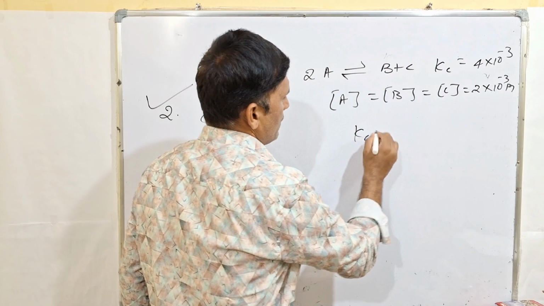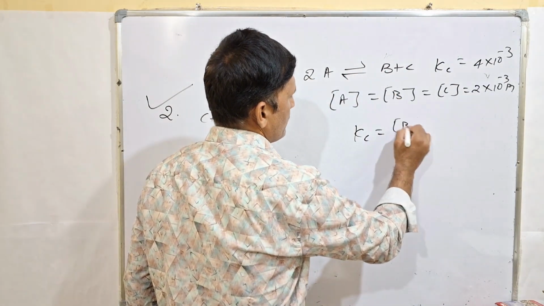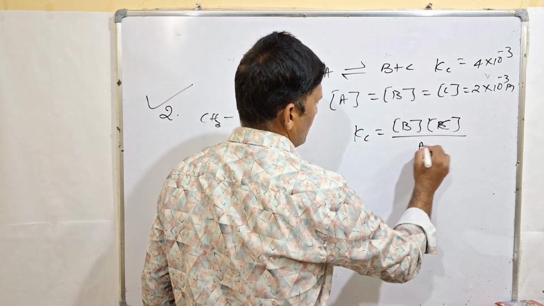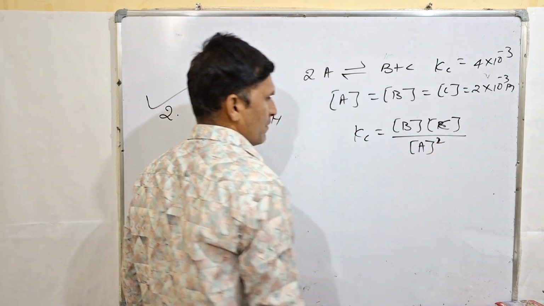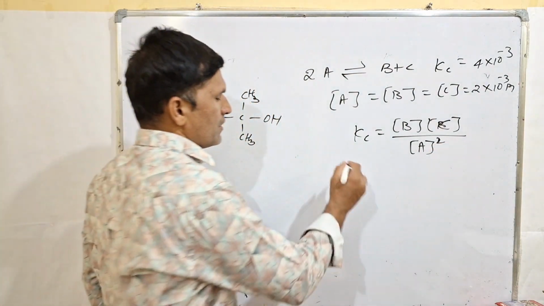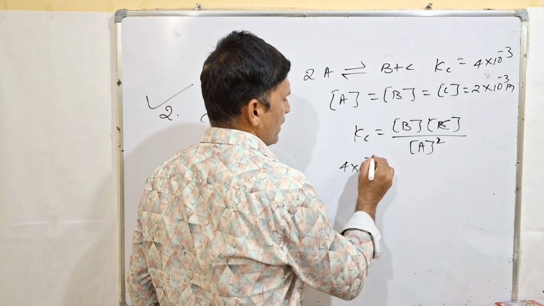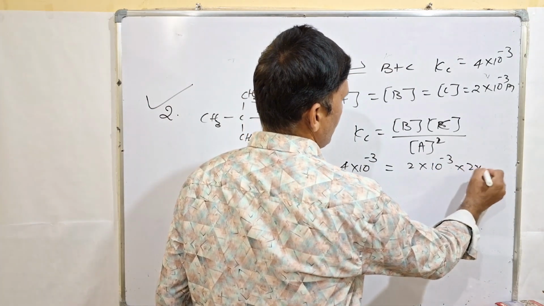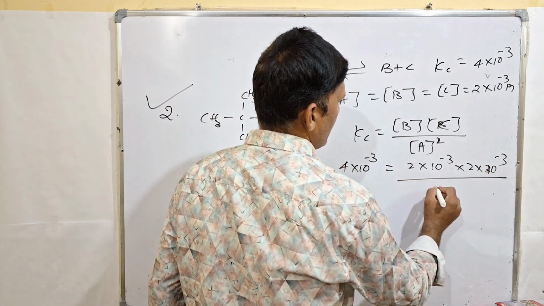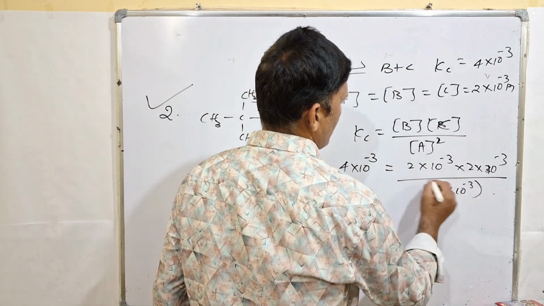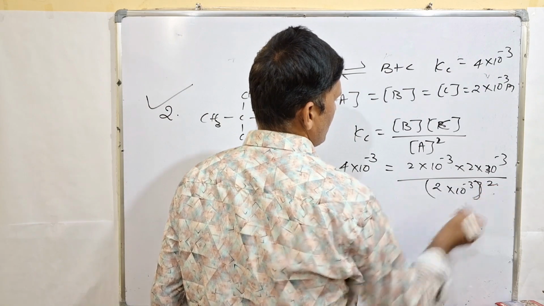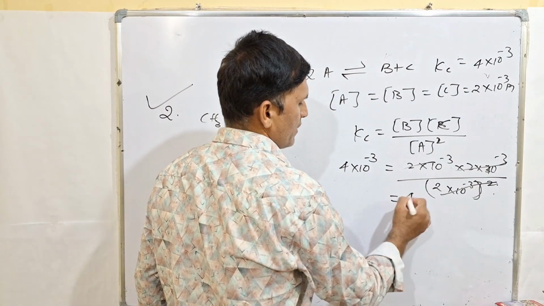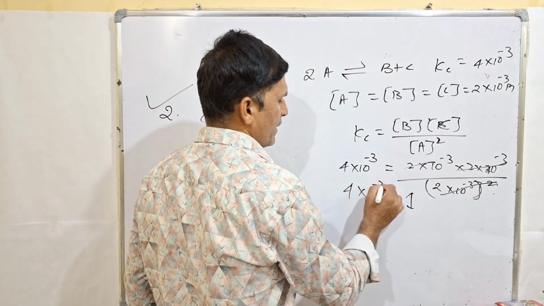So we know that Kc for this reaction, how can we write? Molar concentration of B into molar concentration of C divided by molar concentration of A raised to the power 2. All right. So now you substitute the value, 4 into 10 to the power minus 3, which is equal to 2 into 10 to the power minus 3 into 2 into 10 to the power minus 3 divided by 2 into 10 to the power minus 3 raised to the power 2. So raised to the power 2, these two will get cancelled and you will be getting 1. So therefore, 4 into 10 to the power minus 3.